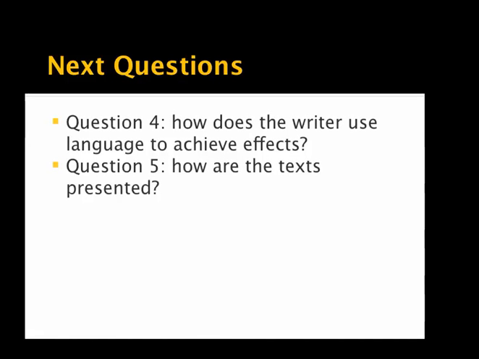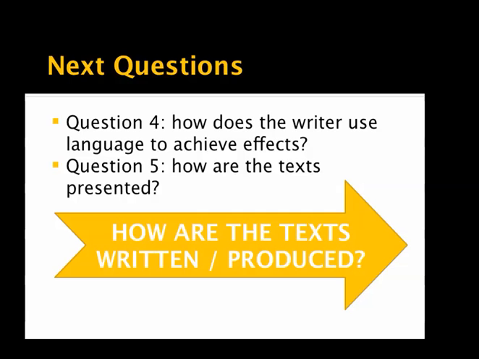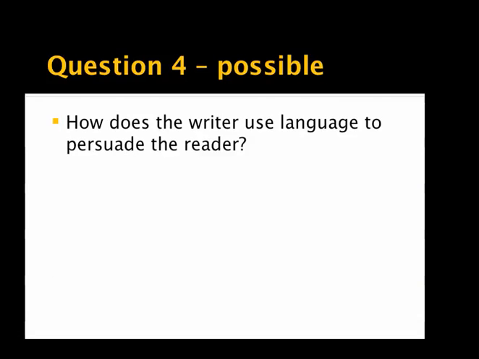Next, questions 4 and 5 are different. Question 4 asks you how does the writer use language to achieve various effects, and question 5 asks you to look at presentation and will also ask you to compare texts. So this, rather than what do the texts mean, looks at how the texts are written, how they are produced. It's more about style rather than content.